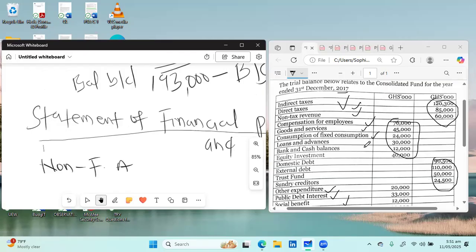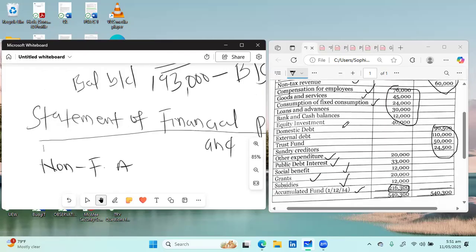If loans and advances is at the debit side, that means it's an asset. So this one is an asset. Bank and cash, that one I know, it's also an asset. Equity investment is at the debit side, is also an asset. Are you getting how the thing is going? Yes.